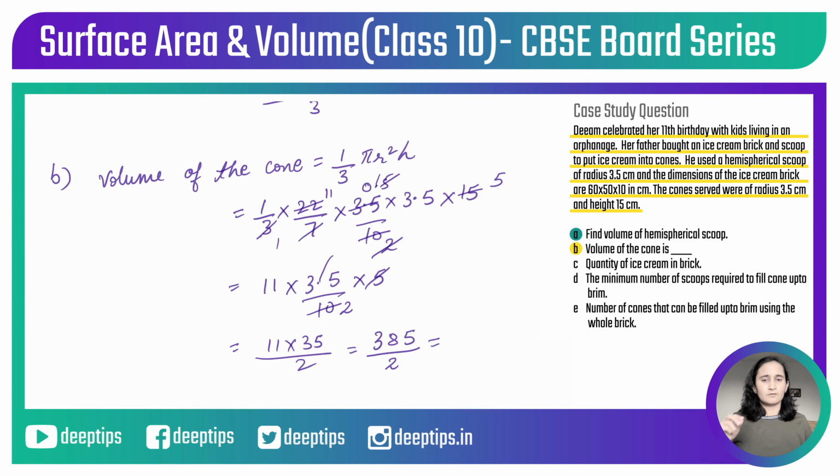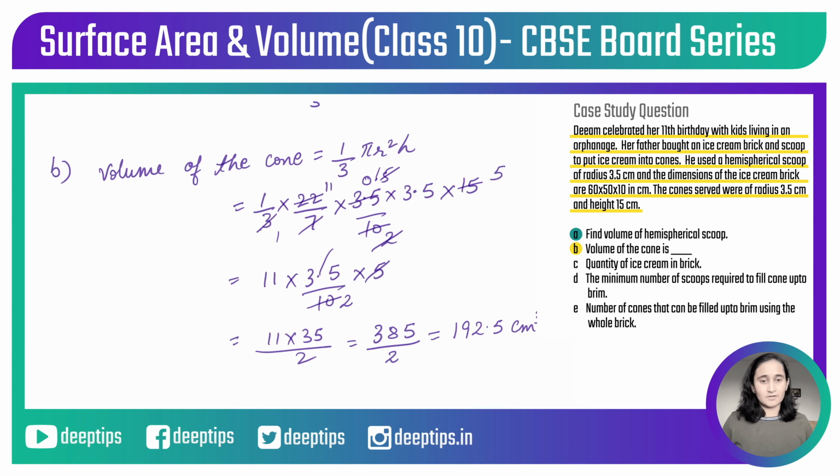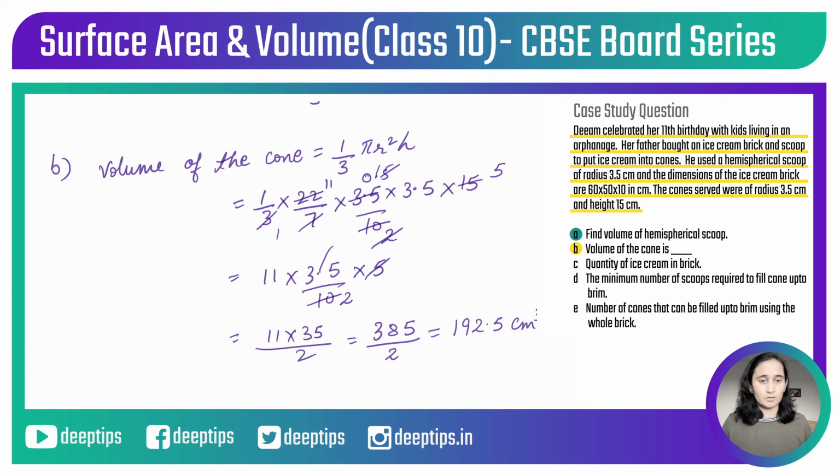So you have 15 seconds to calculate. Did you get 192.5 centimeter cube? If you got it, your answer is correct. So children, we are done with the two parts, volume of hemispherical scoop and volume of cone.